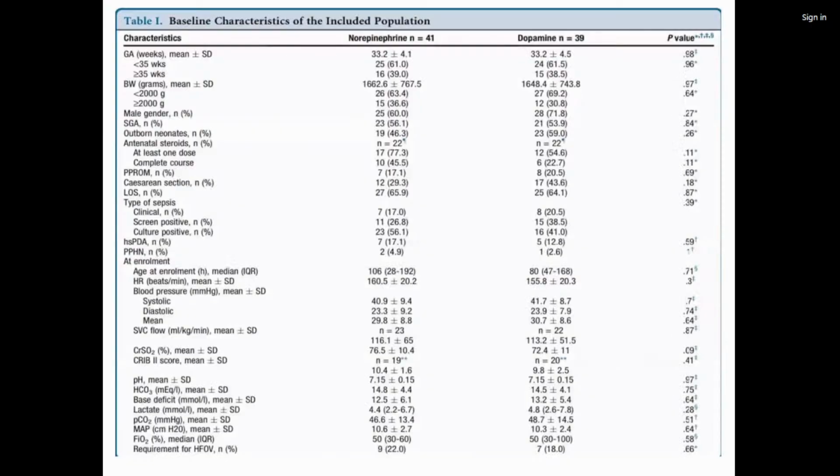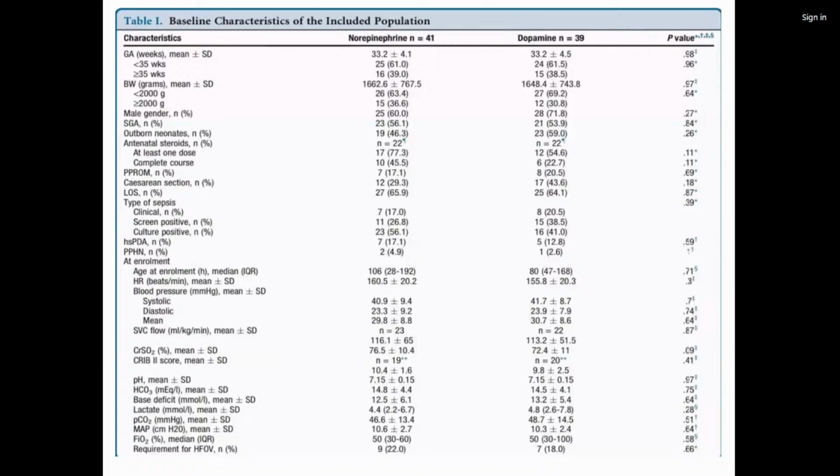Then the first table shows baseline characteristics of the included population. The purpose of this table is to show both groups were comparable at baseline, which means successful randomization was done. First, demographic factors like gestational age, birth weight, male gender, and outborn neonates: both groups had similar maturity and growth risk profiles. All the p values are more than 0.05, so not statistically significant.